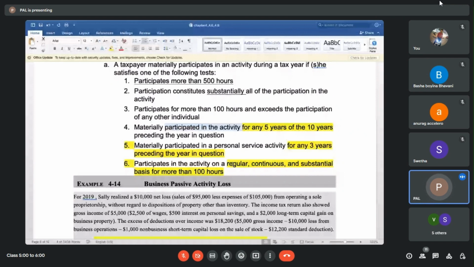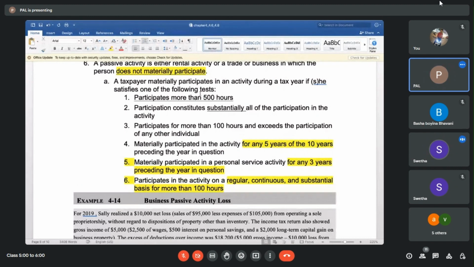So what I was saying, okay, did we understand all these conditions or all these tests? Any of those tests, if they are satisfied, we can conclude that the person has materially participated. That's clear, right? Yes, ma'am.